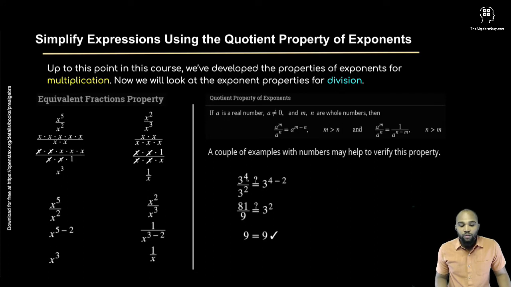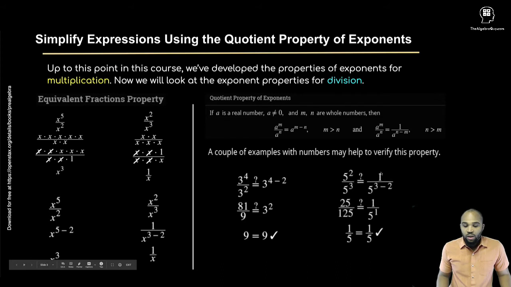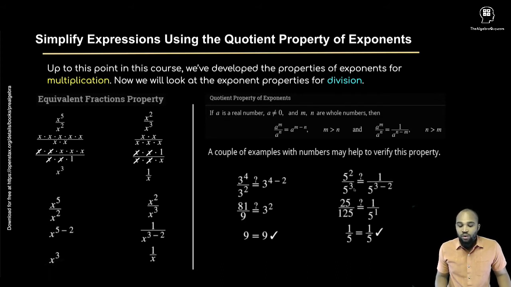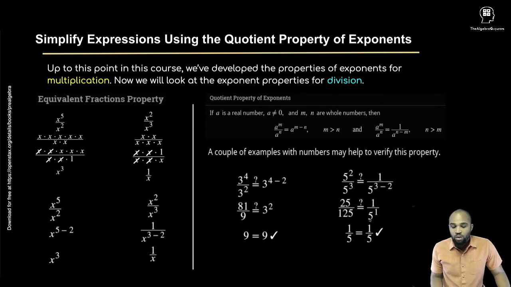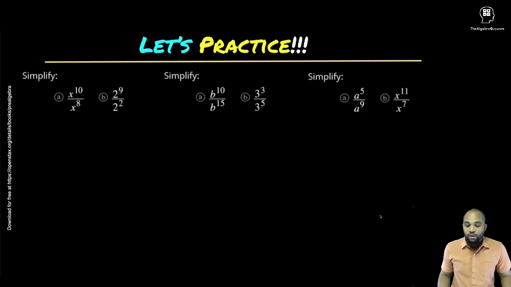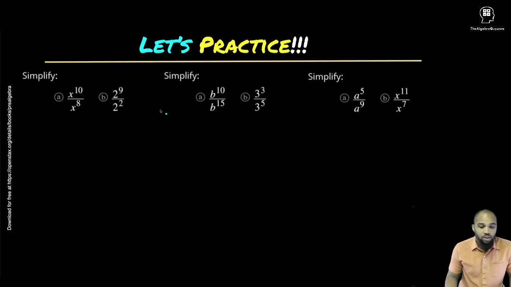3 to the 4th over 3 squared. The bases are the same, so I can subtract these exponents, going 3 to the 4th minus 2. 4 minus 2 is 2, so 3 squared is 9. What if the bottom exponent is bigger? Well, you can just put 1 over 5 to the 3rd and then subtract the 2 from the top, which gives us 1 over 5 to the 1 power, which is 1 over 5. All right, so let's do a few practice problems.